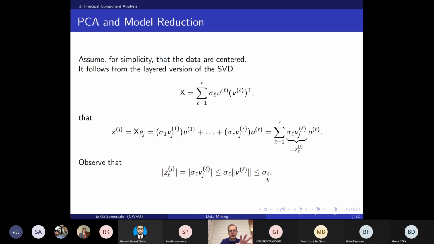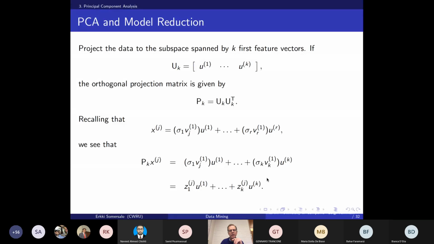When we are reducing the data, we need to know how much error we make when we throw away some information of the data. So here is the idea. Model reduction. Suppose I have 100-dimensional data, and I want to understand what this data looks like, and I want to do some calculations with the data. But my algorithm is such that it cannot handle 100-dimensional data.